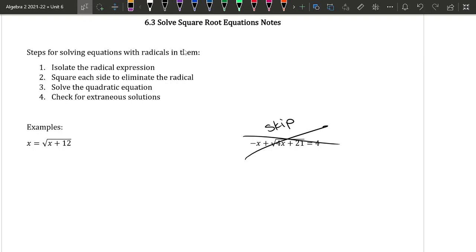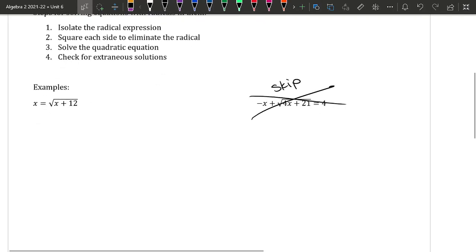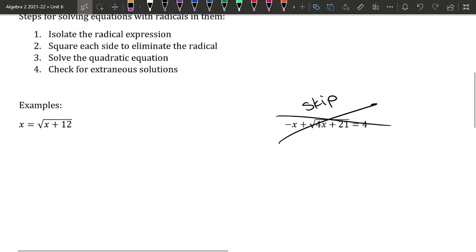Wait, so why did you cancel it? Why did you say skip on that one? I was just going to skip that one because there's 4 examples and there's really nothing special about that one. No real reason.